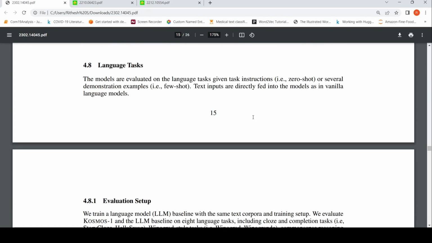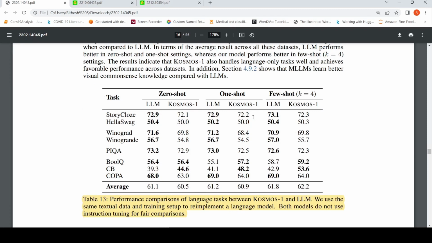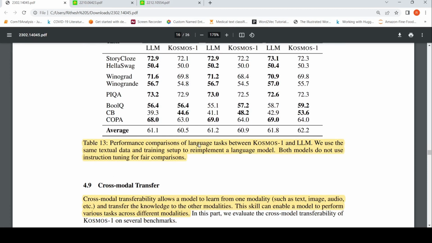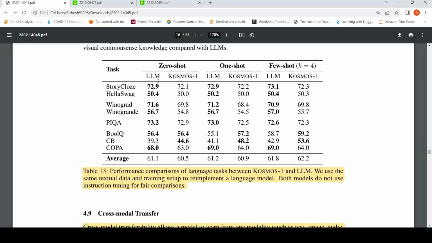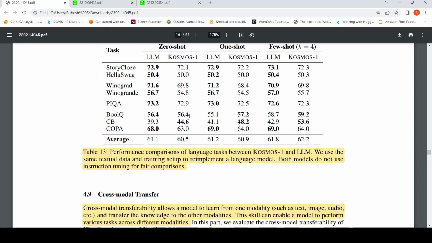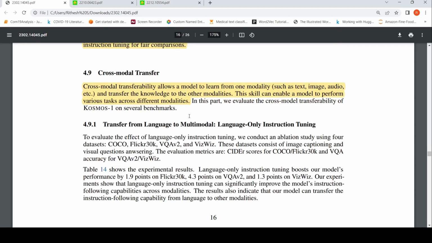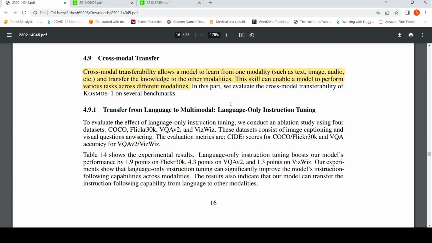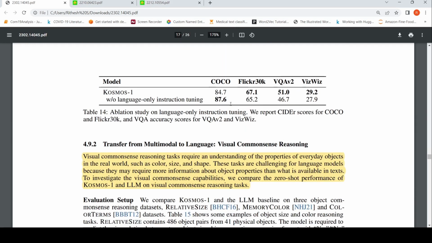And then they talk about purely language tasks over here, the various benchmarks. I'll not go into this. Okay, and how this particular model is much better than say large language models in certain benchmarks, and in certain cases this is better. Okay, so then you have cross modal transferability. That is like if it is only trained on text, how does it perform on image? And if it is just trained on image, how does it perform on text? That is what is explained over here.